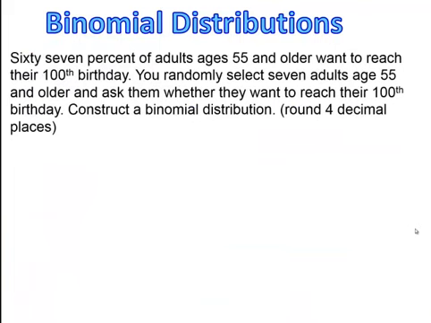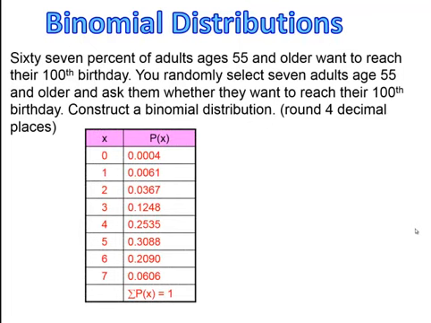Pause and try. So if you created the binomial distribution for the random variables from 0 to 7, it should look something like this. And again, be really careful when you have that negative exponent to move the decimal place over the number that the negative number is.